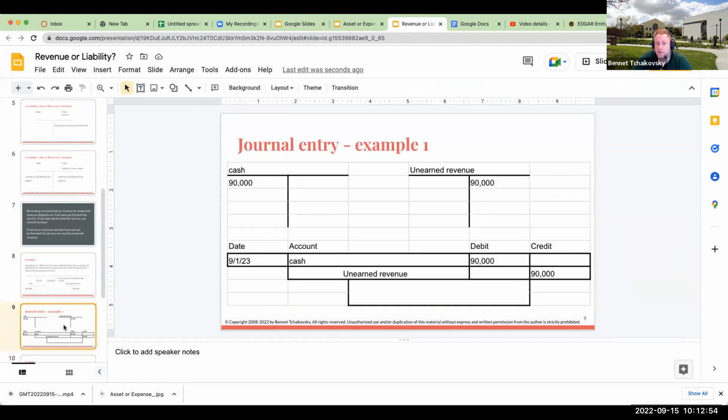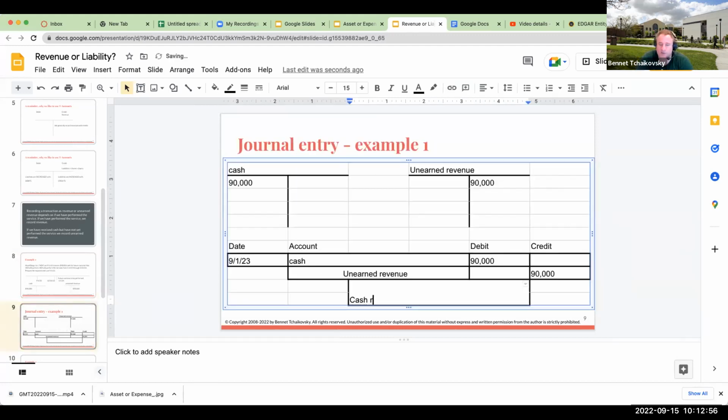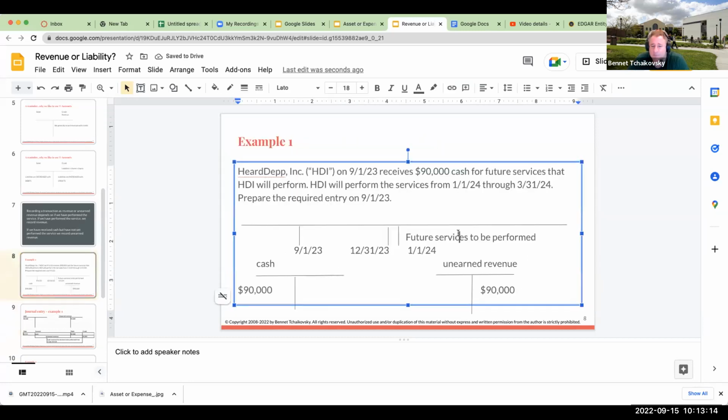Okay, so over here, this would be something like cash received for services to be performed from 1/1/24 to 3/31/24. So that's how we do this first example. Remember, we haven't performed the services. It's a liability because I still need to do it.